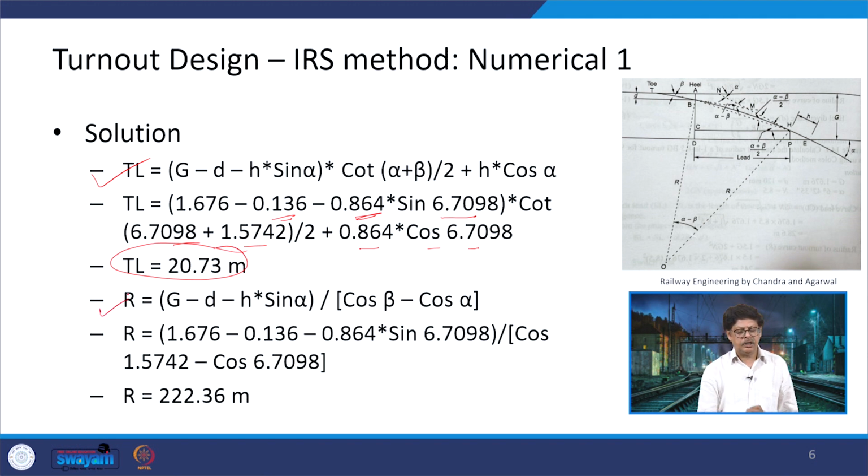Then we calculate R. R is (G minus d minus h sin alpha) divided by the difference between cos beta and cos alpha. So, again if we put the values there, what we are getting is R is equal to 222.36 meters. So, these are the two values which are required if we are working with the IRS method.